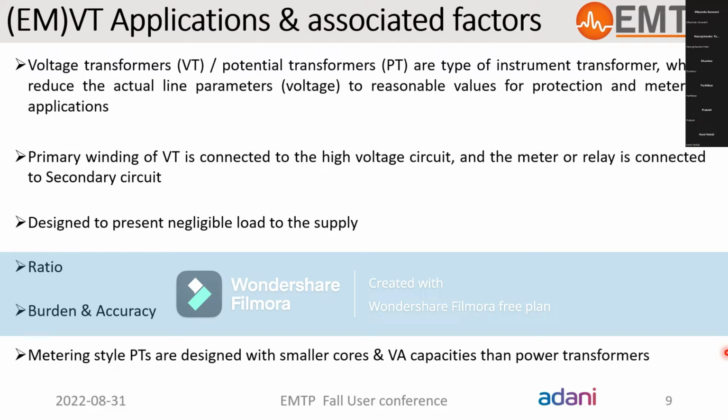And the burden and accuracy are also usually stated as a combined parameter because they are dependent on each other. But mainly the protection or metering style PT is designed with smaller cores and VA capacities than the power transformer. So with that, it can saturate at a lower voltage output and can save the connected metering devices from getting damaged due to the overvoltage spikes observed in the grid because of the many disturbances.